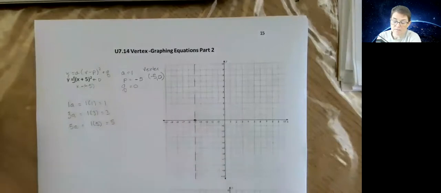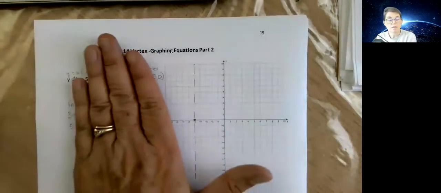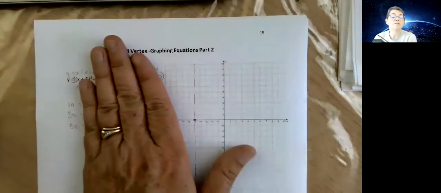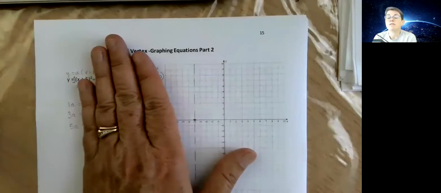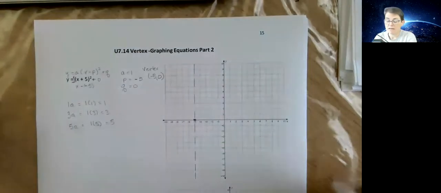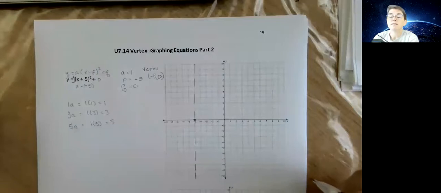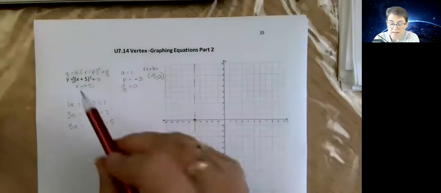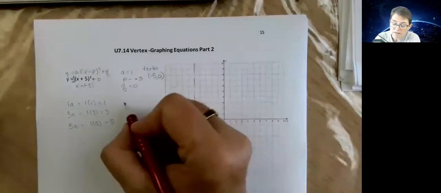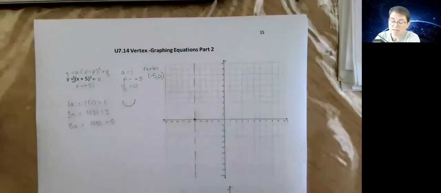All right, so like I said in the previous video, that part's the same every single time. You substitute an A and you get your numbers. What did I forget to do? Yes, I forgot to take a look. A is positive, so it's going to be a smiley, concave up.